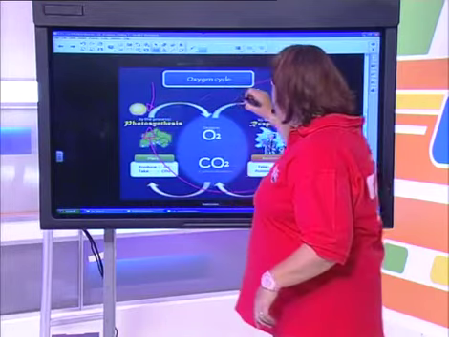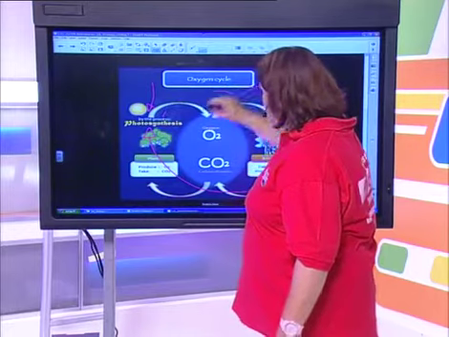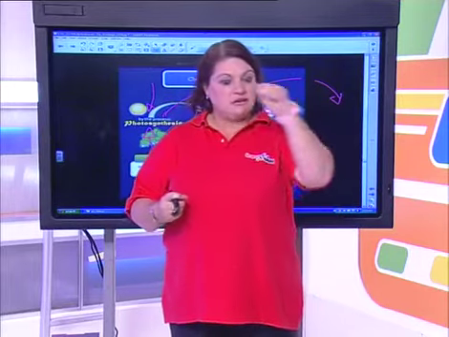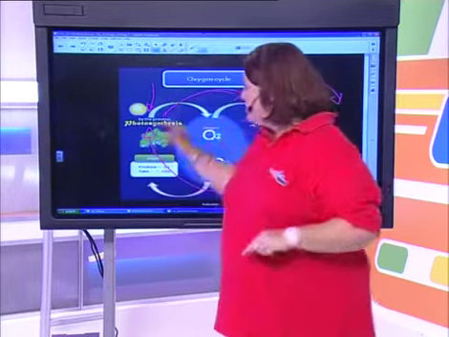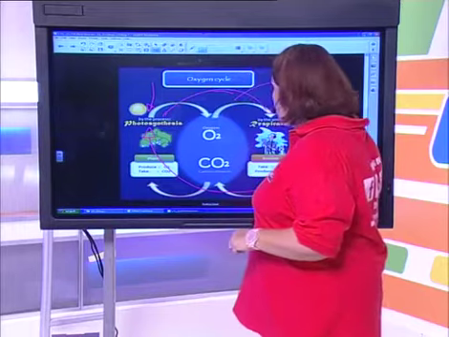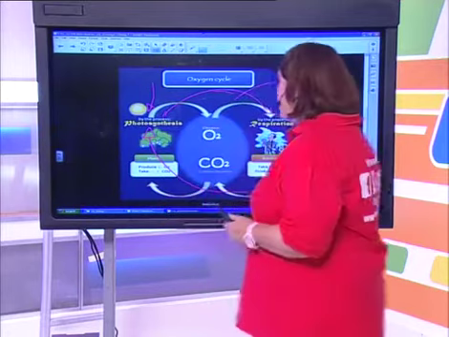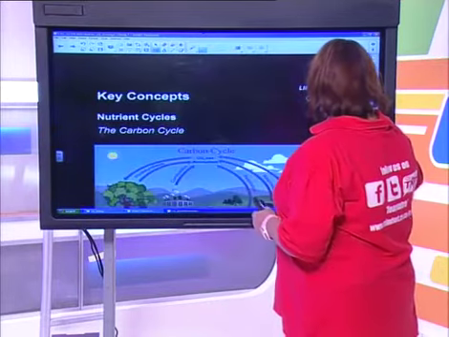It needs to be used by the trees for photosynthesis. What do the trees do? Photosynthesis. Then they make oxygen. Make oxygen, use the oxygen, produce carbon dioxide. It's a cycle. It is continuous. My arrow has gone from one process to the other. It is a continuous cycle. That's a nice, easy one.